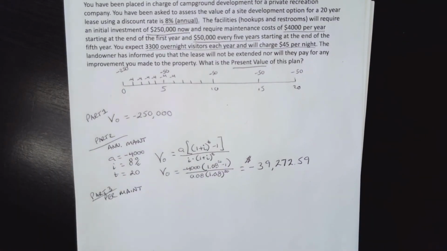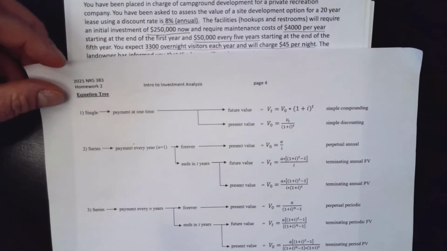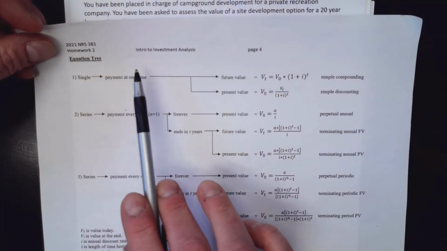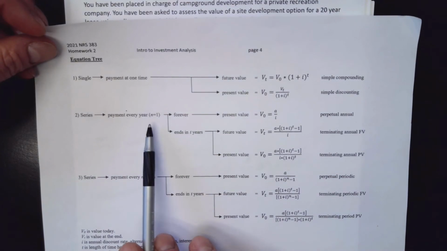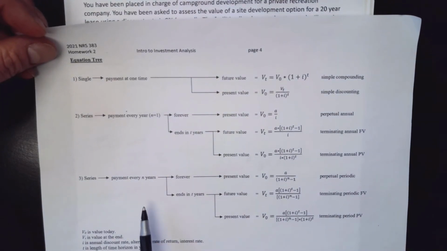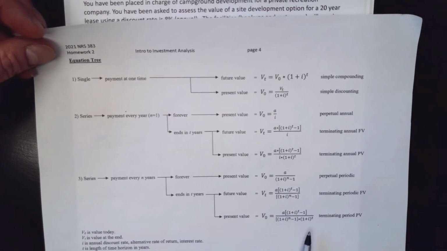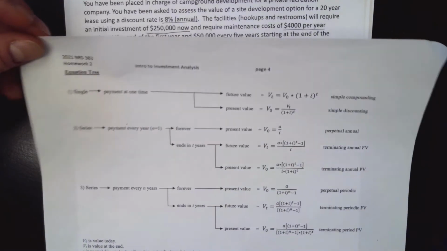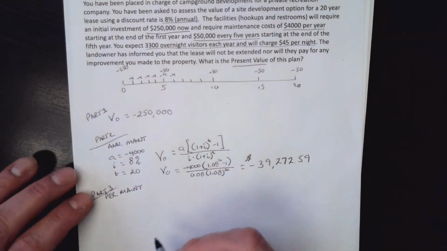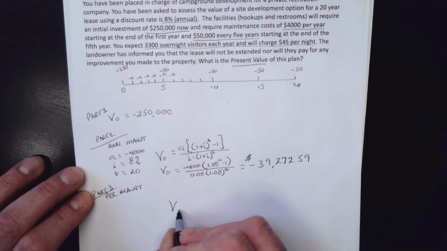Okay, so if we're going to look at what periodic maintenance would look like, we know we're not single, so we've got 4 of these we're going to do. It's not every year, it's every n years. It doesn't go on forever, and we want the present value. So it's this nasty guy here at the bottom. Let's get that equation written down.